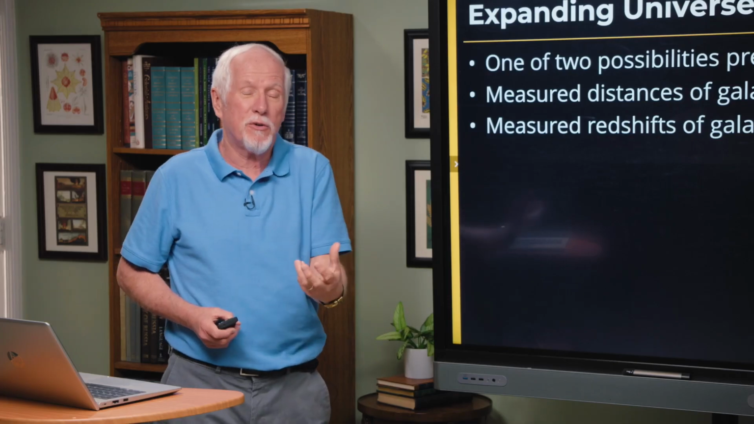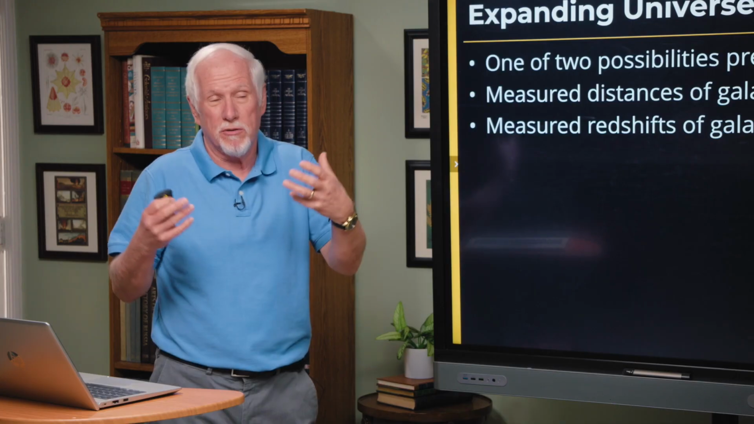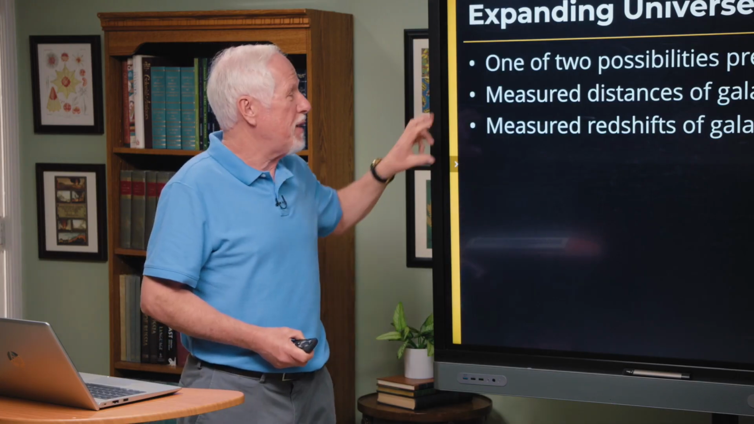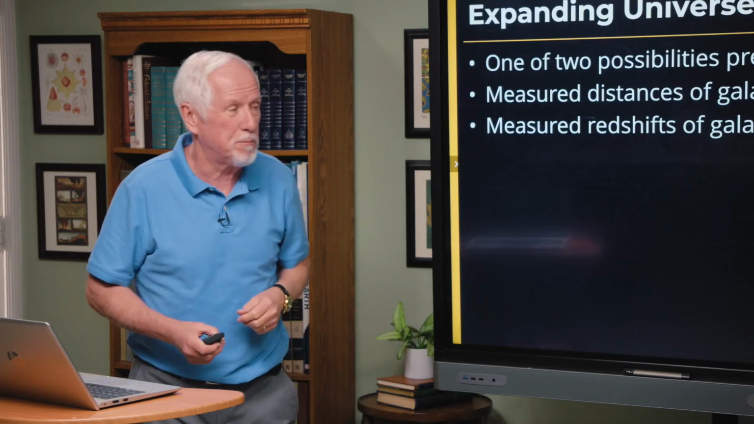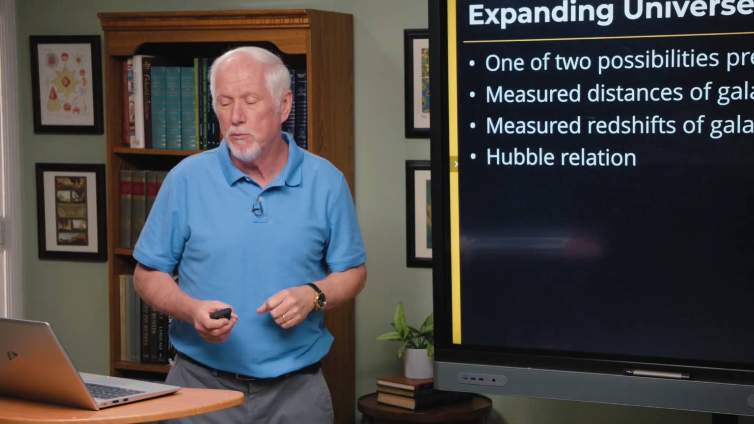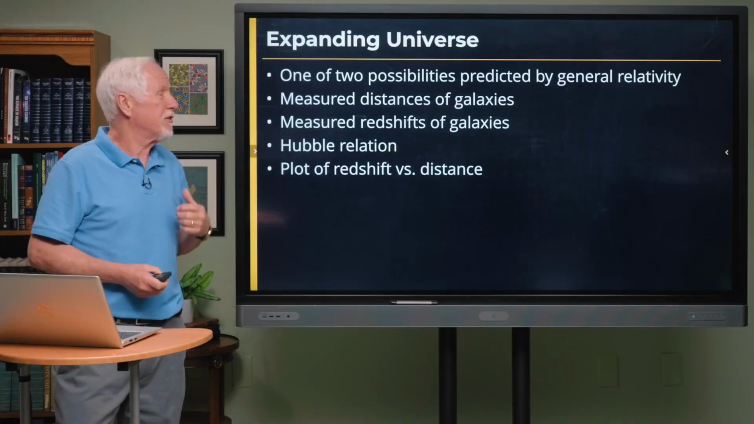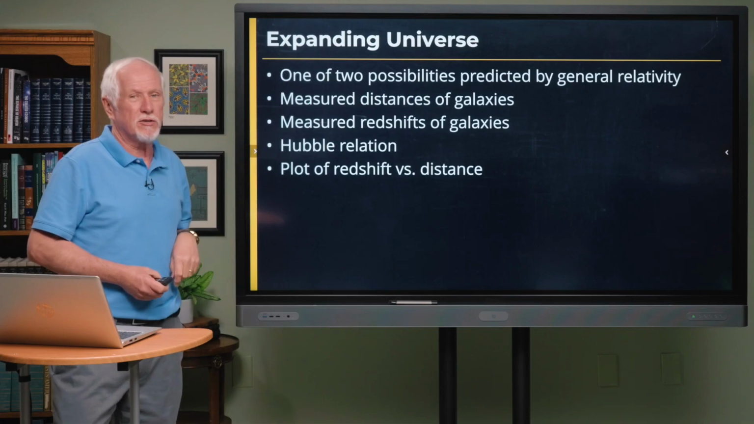He also had telescope time on the largest telescope in the world, which at the time was the only place you could do this. So he measured redshifts, and he measured distances, and he put those together into a plot, and that gives us the Hubble relation. And the Hubble relation is merely a plot of redshift versus distance. Redshift on the vertical axis and distance on the horizontal axis.